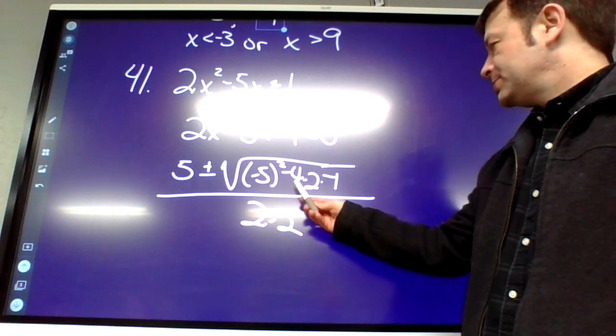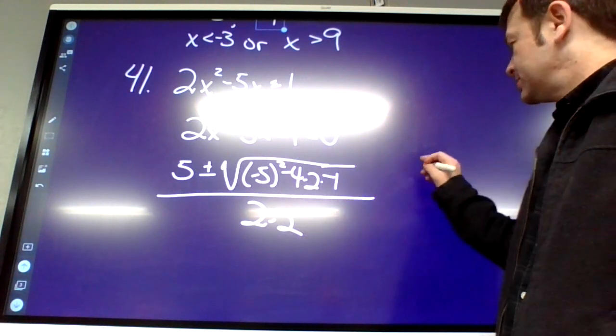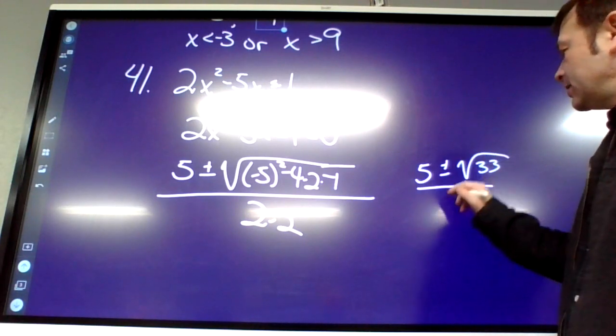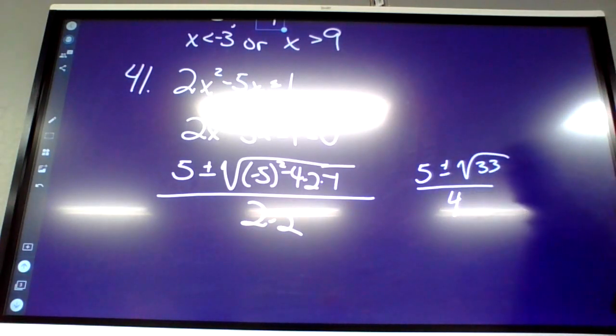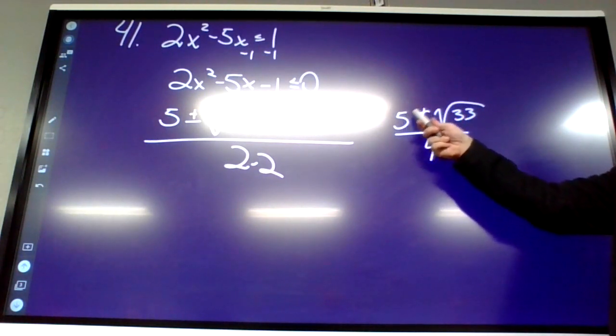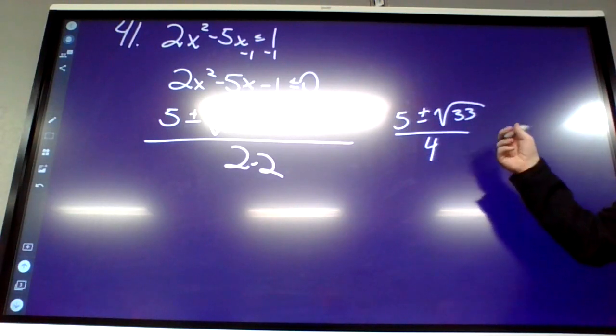Okay, so this is 25 plus 8 is 33. This one's kind of a mess. So those are, if it was an equation, the two answers. There's two answers because one's a plus and one's a minus.